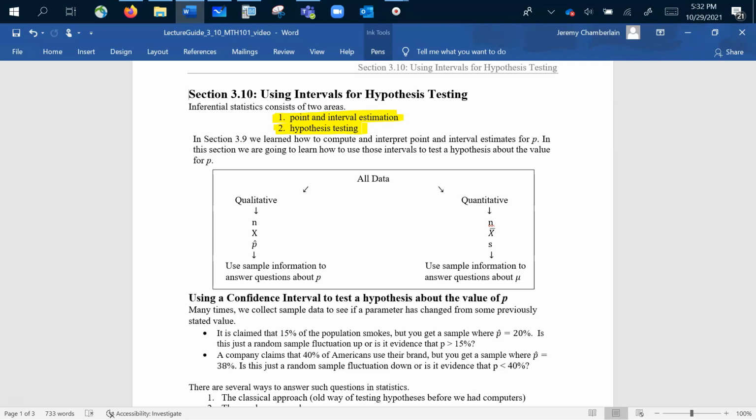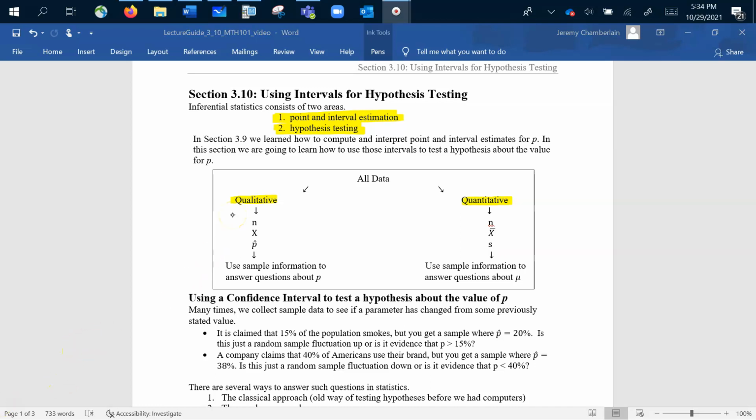Recall that all data breaks up into qualitative data and quantitative data. Regardless of whether it's qualitative or quantitative, there is a sample size n, meaning how many individuals were in your sample. For quantitative data, we can summarize the data with a numerical summary called the sample mean. We can also talk about the standard deviation S, which tells us the typical distance any one data value is from the sample mean.